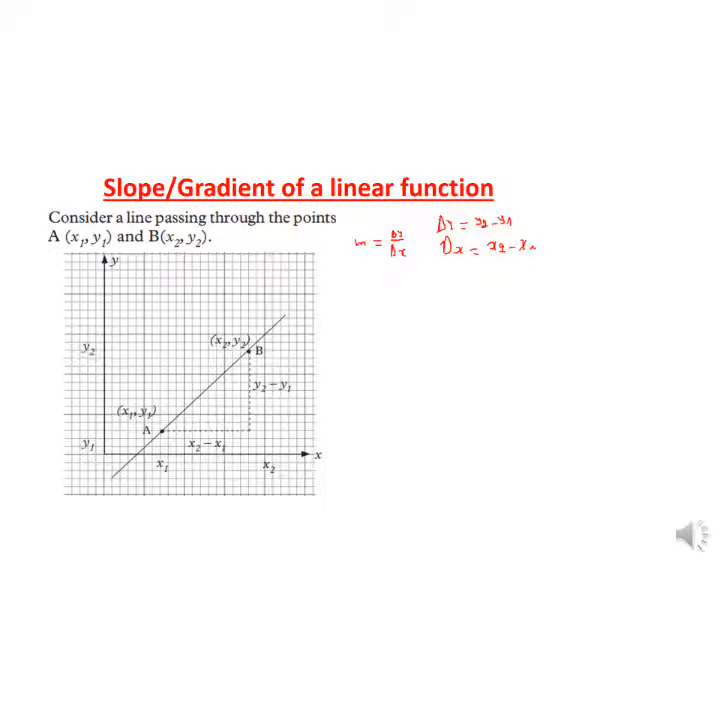So m, which is the gradient or slope, is equal to y2 minus y1 over x2 minus x1. This is the formula used to calculate a gradient between two points.